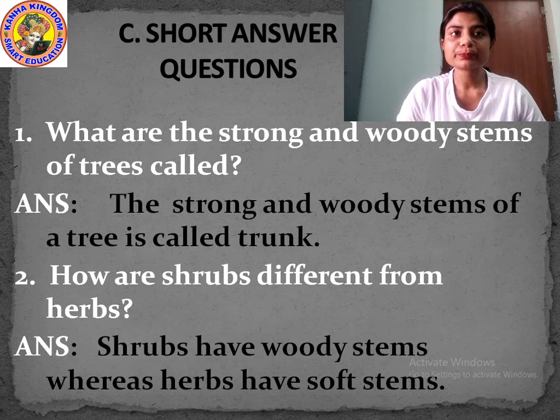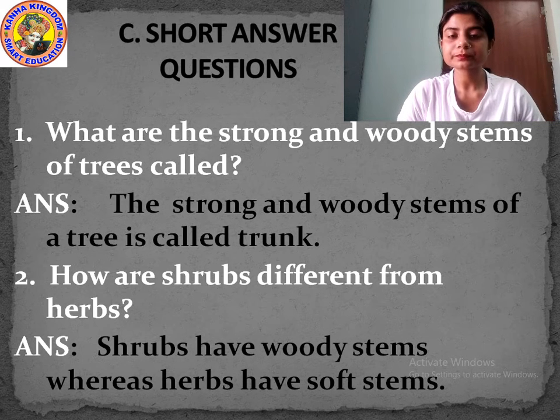Question number 2. How are shrubs different from herbs? The answer is, shrubs have woody stems, whereas herbs have soft stems.